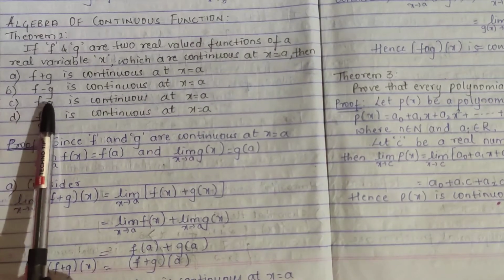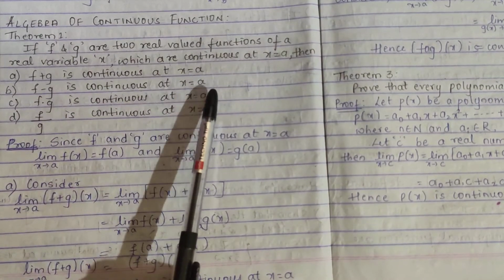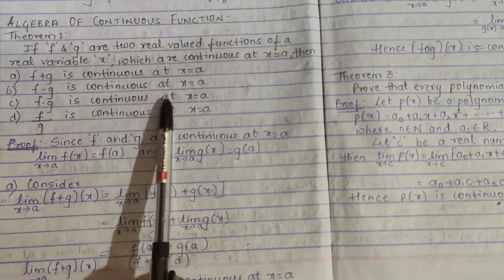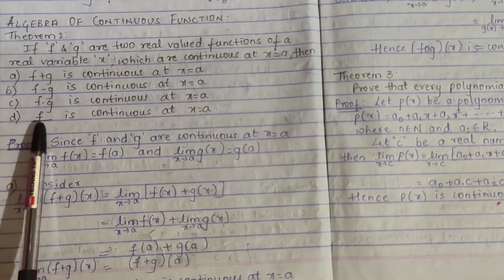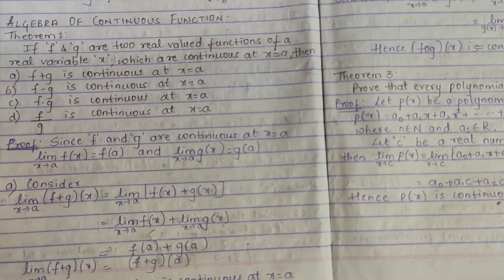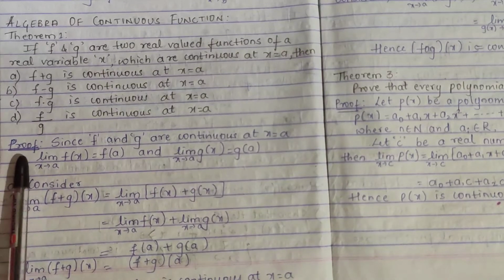B, f minus g is continuous at x is equal to a. C, f into g is continuous at x is equal to a. D, f divided by g is continuous at x is equal to a. This thing we have, we'll start with the proof.